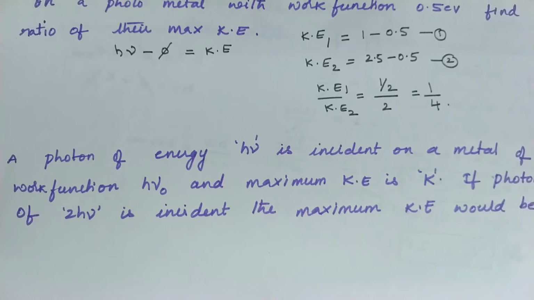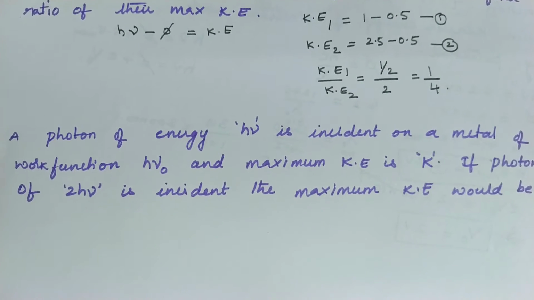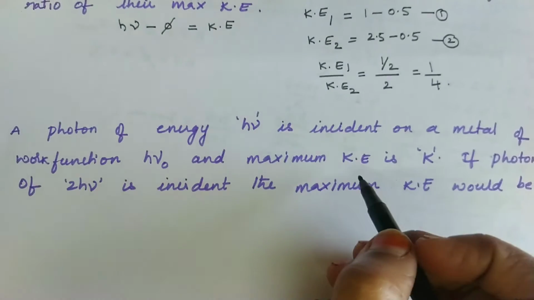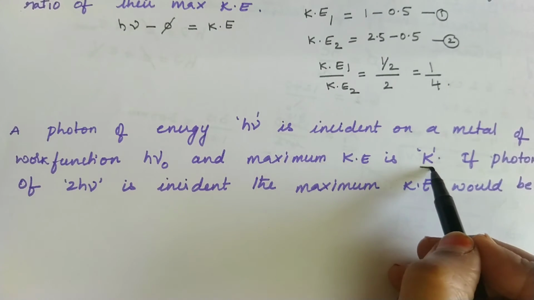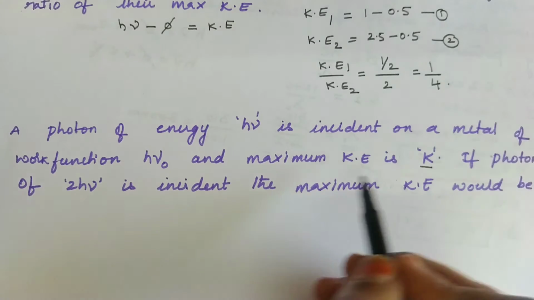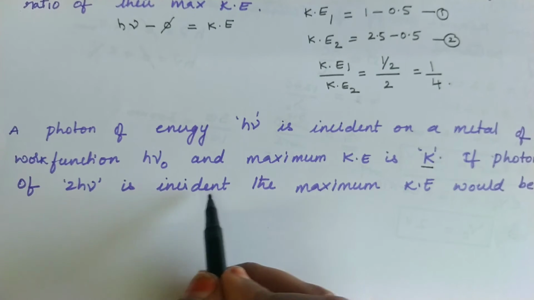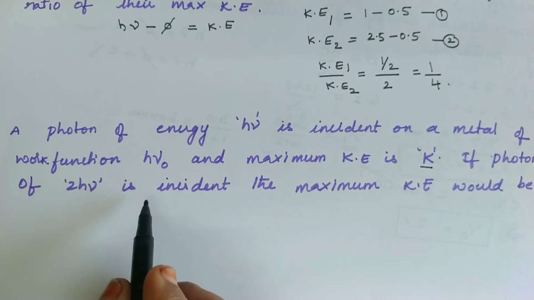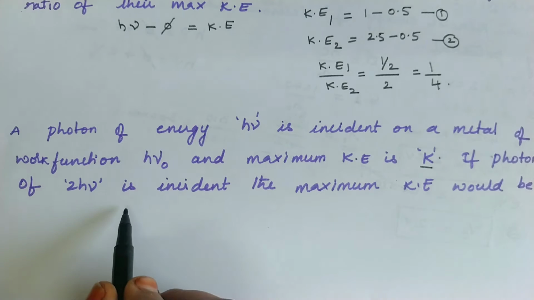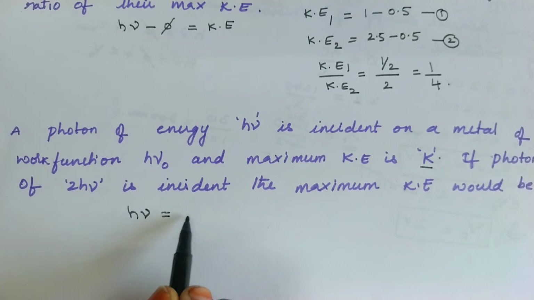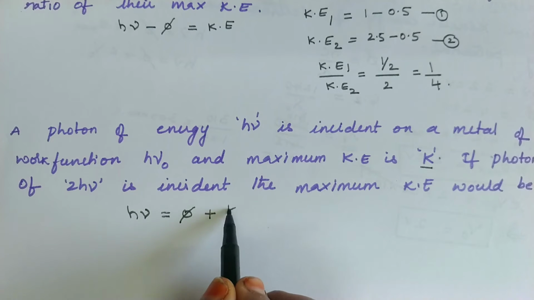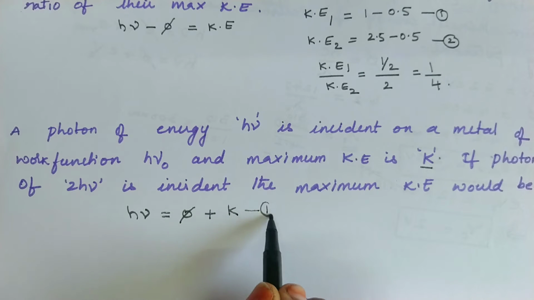Okay, look at the next question. A photon of energy h nu is incident on a photometal whose work function is h nu naught. Then maximum kinetic energy is K. If the energy of the incident radiation is doubled, they are asking you to find out what is the maximum kinetic energy. So let us again write the photoelectric equation of Einstein. h nu is equal to work function plus K, because maximum kinetic energy is K. Call this equation 1.